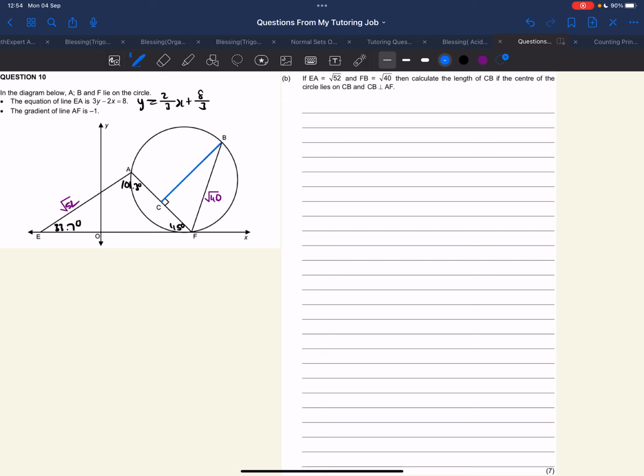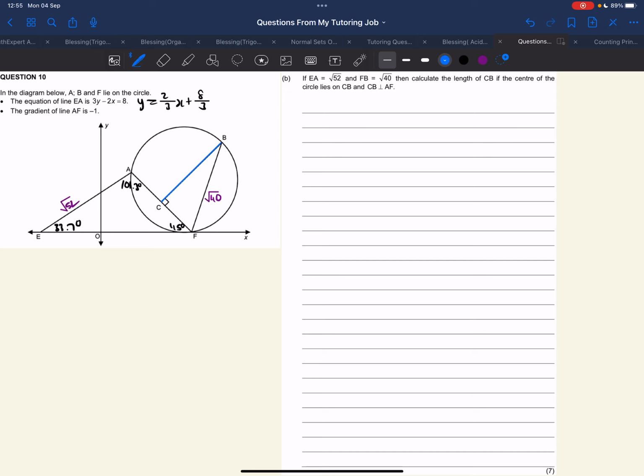So in other words, the only way that we can find the length of CB is to use the theorem of Pythagoras. Can you see that triangle FCB is a right-angled triangle? So we're going to need to find the length of FC for us to find the length of CB. The other thing they tell us is that the center of the circle lies on CB and CB is perpendicular to AF.